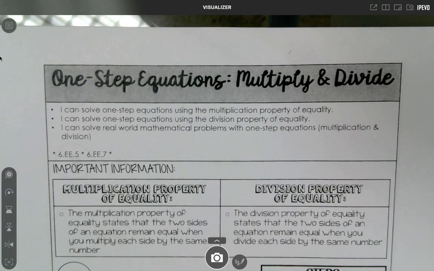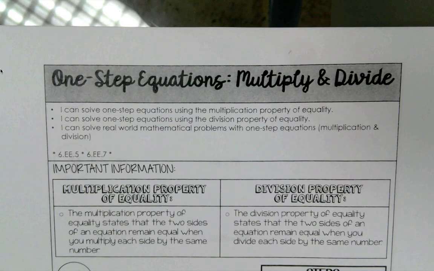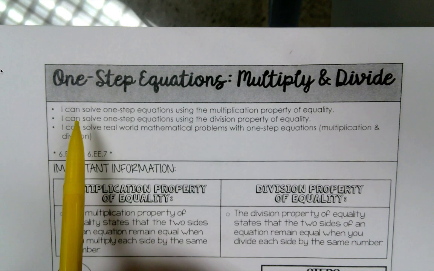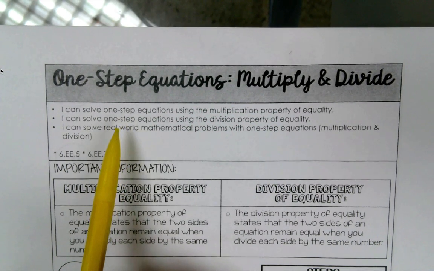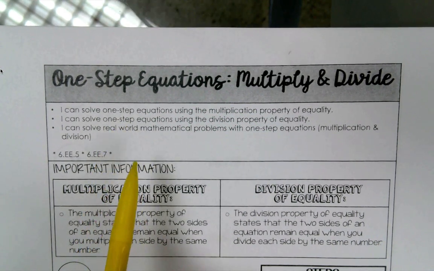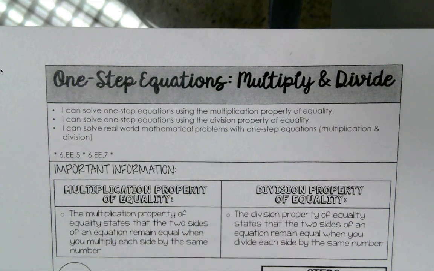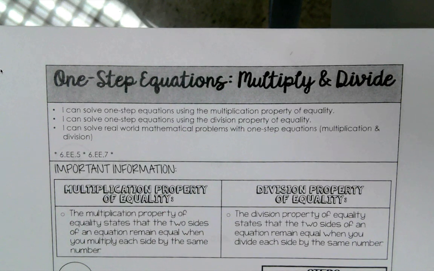All right, friends, we have one-step equations, multiplying and dividing. Looking at my objectives here at the top, you can highlight these because I can't find my highlighter: you can solve one-step equations using the multiplication property of equality, solve one-step equations using the division property of equality, and solve real-world problems, okay?